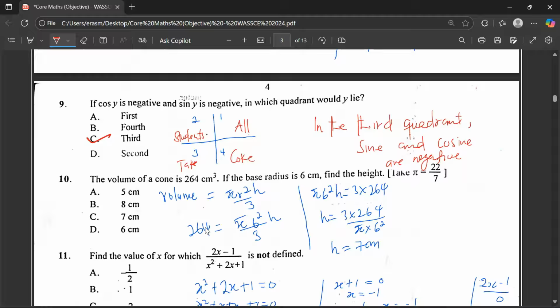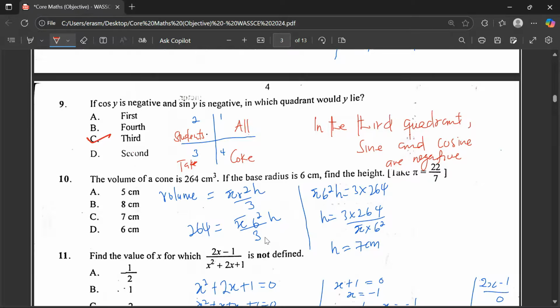Now, the volume of a cone is 264 centimeters cubed. If the base radius is 6 centimeters, find the height. Take pi to be 22 on 7. Now, volume of a cone is pi r squared h on 3. Now, we have our volume to be 264. And so we have 264 equals pi, which is given as 22 on 7, then times 6, which is the radius, squared, and then times h, which is what we are supposed to find, all over 3.